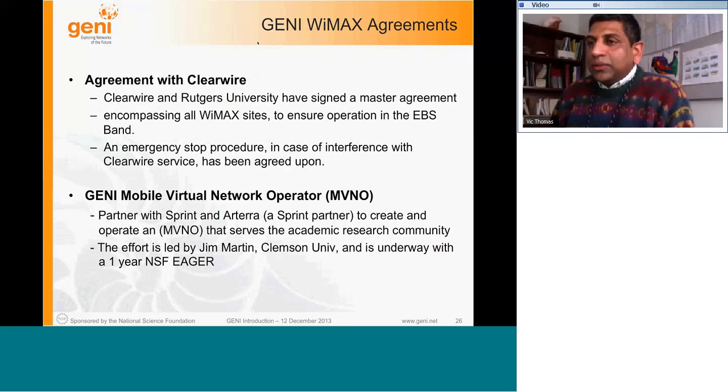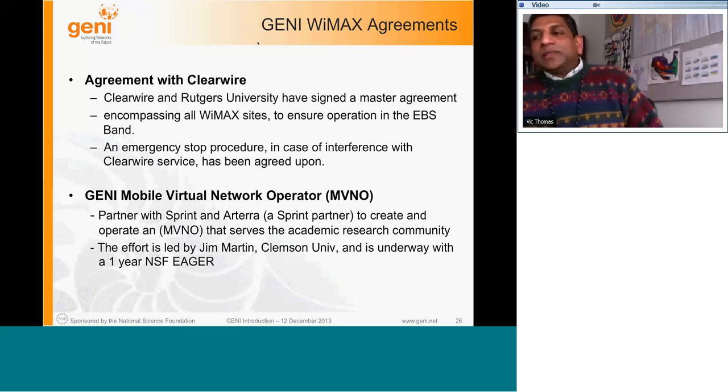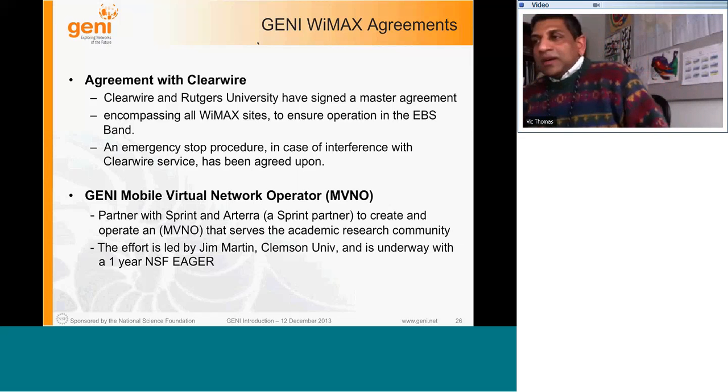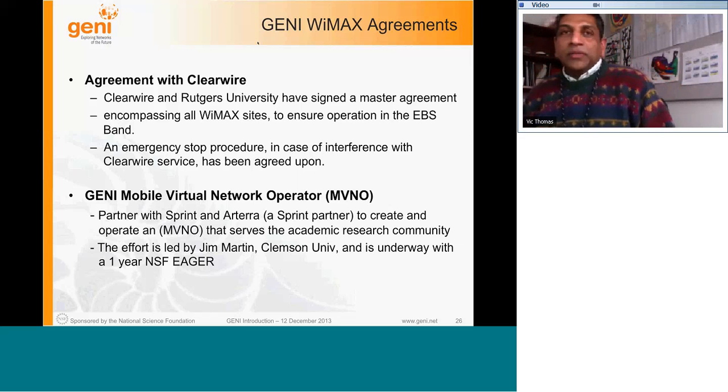And also there is a MVNO. MVNO, for those of you who don't know, is a cellular service provider that doesn't actually own any infrastructure, but rents infrastructure from other cellular providers and provides service. In the U.S., there are commercial providers such as Virgin Mobile. It's an MVNO. It doesn't own any infrastructure. It buys or rents infrastructure from Sprint or buys and resells it. So there's a research MVNO that has been set up or is being set up that essentially provides cellular networking service for research.